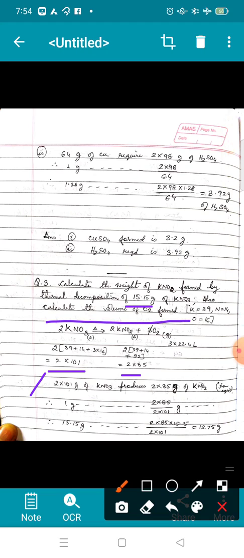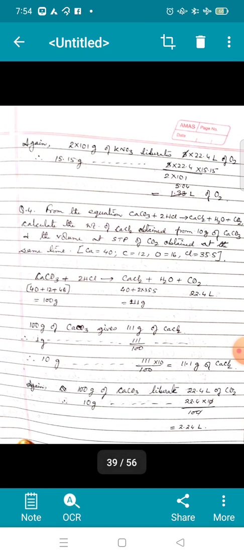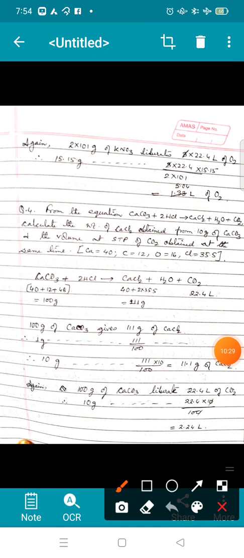Now how do I calculate the volume of oxygen formed? You look here, the coefficient of oxygen is 1. We know 1 mole of any gas occupies 22.4 liters at STP. Please cancel this 3 here. So you can understand 2 into 101 gram of KNO3 will give you 22.4 liters of oxygen at STP. So 15.15 gram will give you how much? We have written the statement: 2 into 101 gram of KNO3 liberates 22.4 liter of oxygen. So 15.15 will give us this much. I hope you understood this.